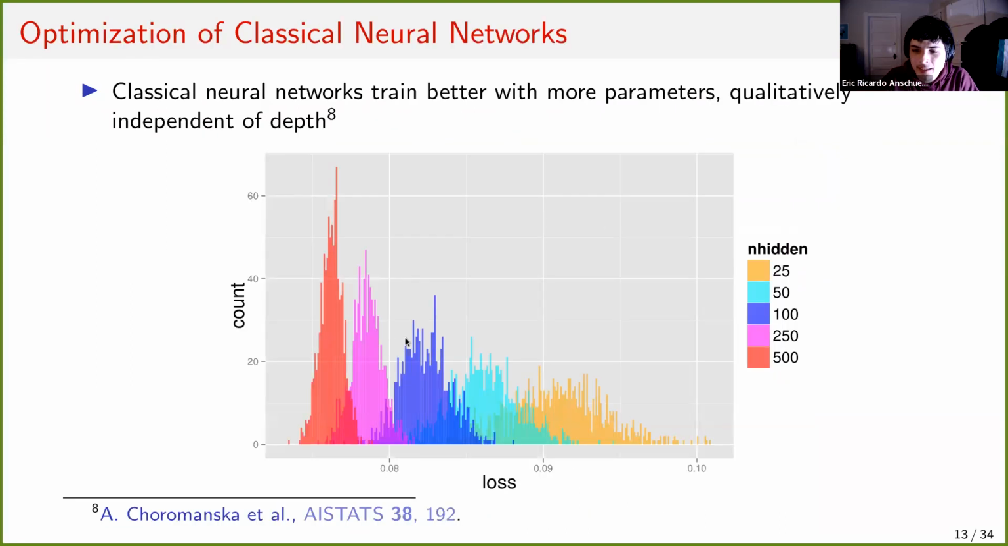Oh yeah, just for comparison, this is that same kind of histogram, but for classical neural networks. And there, the quality of minima just monotonically increases with the number of parameters you have. There's no phase transition or anything. So there, it's just a different scenario.